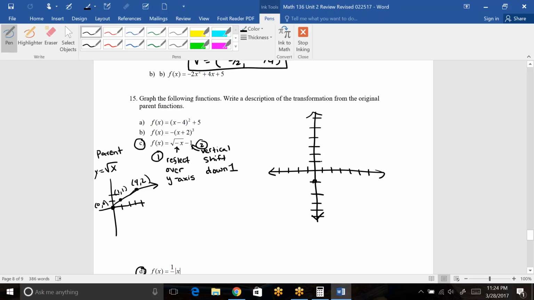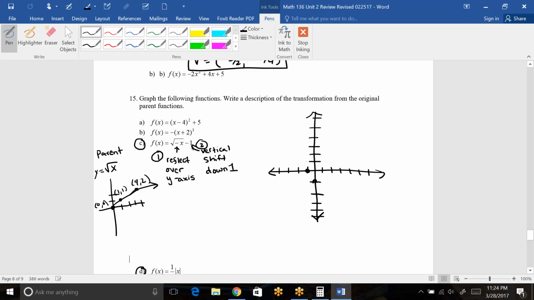Put the point (1, 1) with your cursor or your pencil. (1, 1) needs to be reflected over the y-axis, so now it's over here at (-1, 1). So see, it's where I'm circling, if you can see that. It's easier with the highlighter. So now it's over here, and then I need to shift it down 1, so now it's on the x-axis.